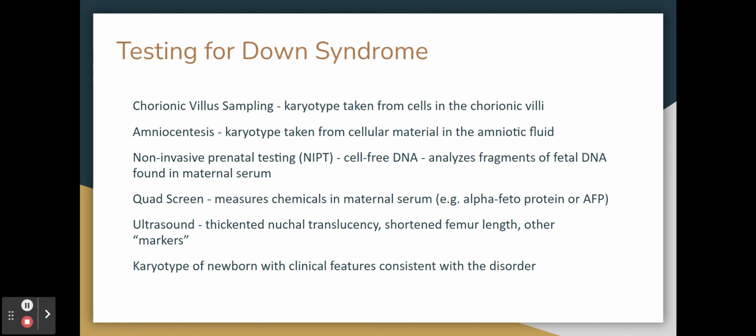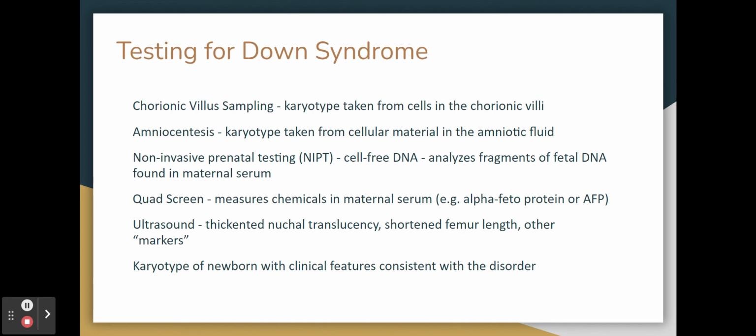Then we have the quad screen. First trimester screen is another one. It's not on here, but I'll fix that. And some ultrasound findings that are consistent with Down syndrome if mom has declined testing through the pregnancy. Somewhere in that second trimester, you'll usually see, sorry about the spelling error, I will fix that as well, thickened nuchal translucency, shortened femur length. There are other markers, choroid plexus cysts, echogenic bowel, echogenic cardiac focus.